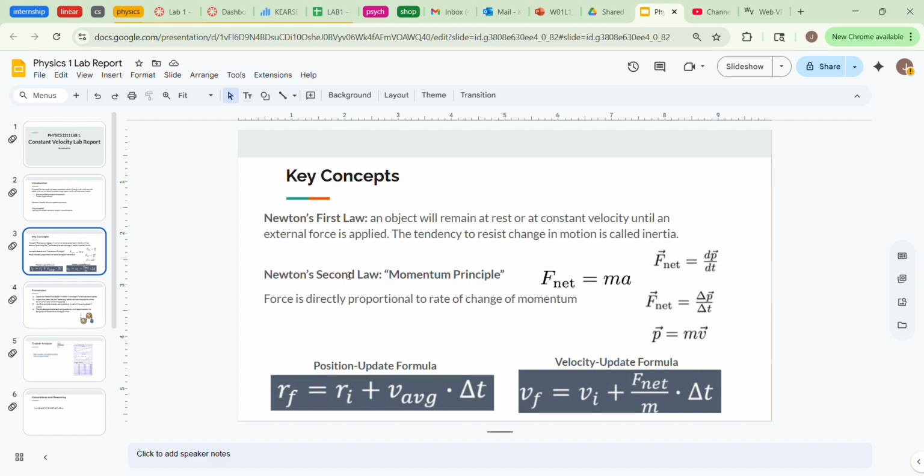In this lab, we are also using the position update formula, which is r_f equals r_i plus average velocity times delta t, and the velocity update formula.